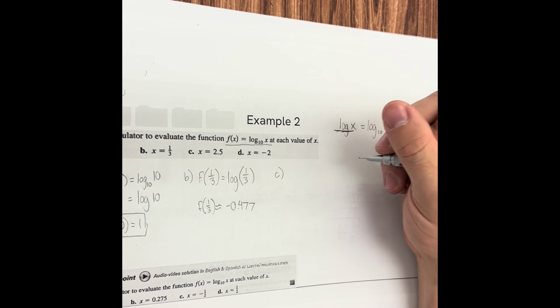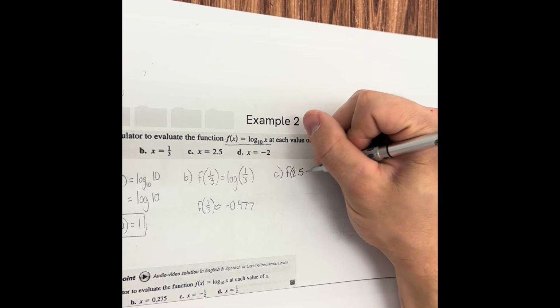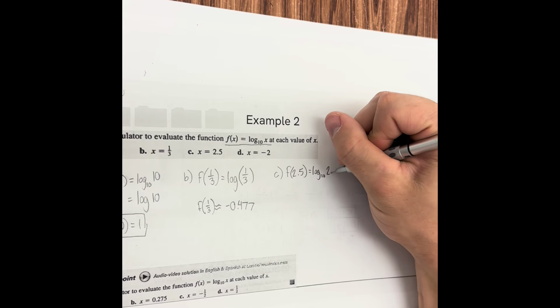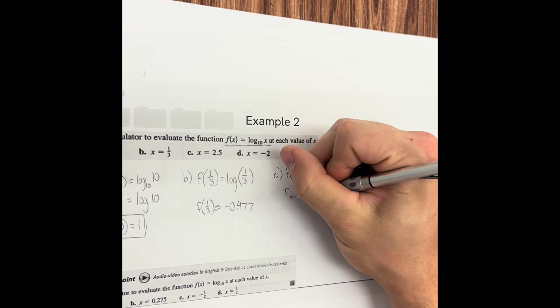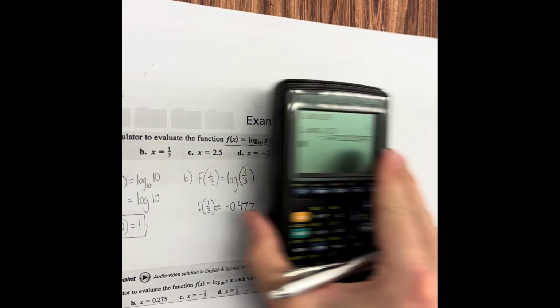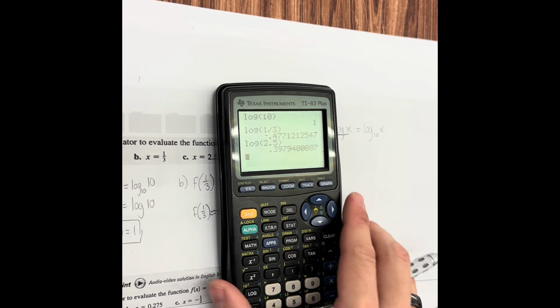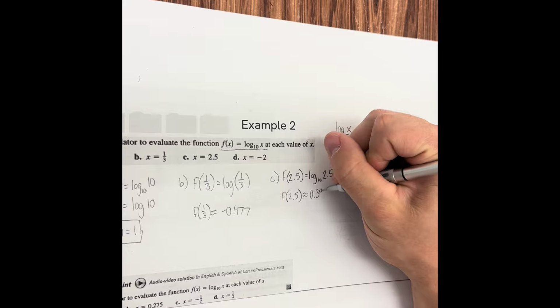Letter C, we have f of 2.5, which equals log base 10 of 2.5. All right, so again, f of 2.5. Let's go to our calculator. Log of 2.5, which gives us 0.398.